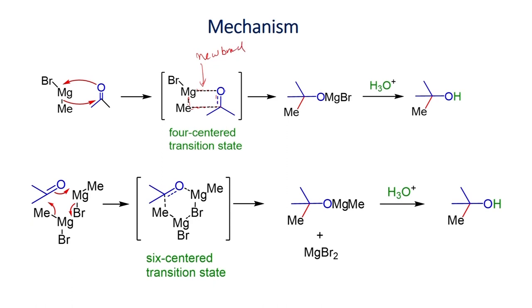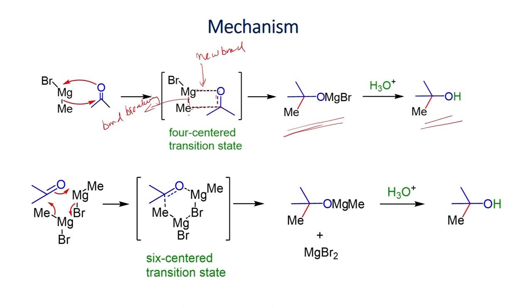What you do here, you make a new bond between the magnesium and oxygen. At the same time, you also break this old bond between the magnesium and methyl group, and you also form a new bond between the methyl group and the carbonyl carbon. You also break the pi bond of the carbonyl, and this is by a concerted pathway. Both the bond breaking and bond formation take place simultaneously. You will be able to generate this alkoxy magnesium bromide, which can be converted into the alcohol after workup.